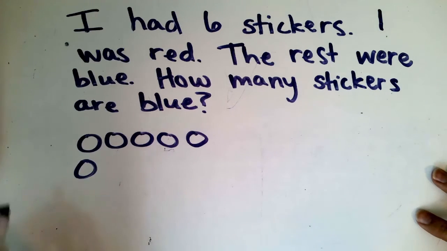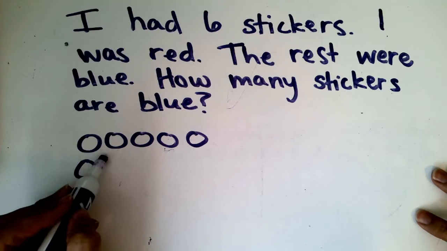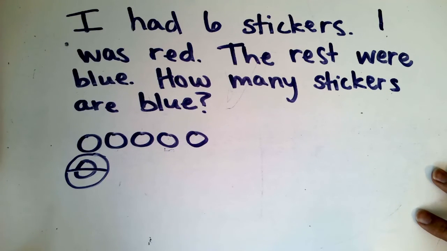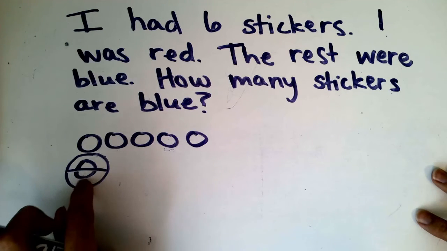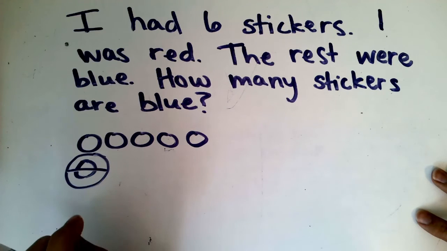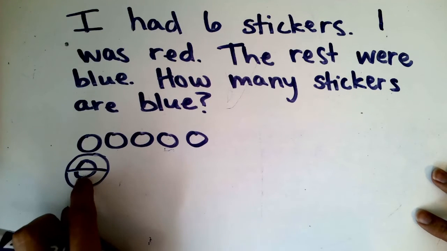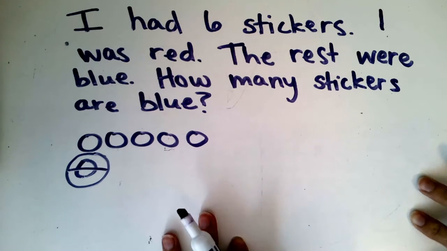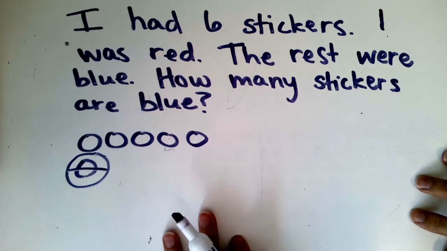Boys and girls, this is where we can either cross out or we can circle the one we know. Okay, look, I could do both even. This is the part I know. I know that one of them are red. I need to know the ones that are blue. Now that I've separated the one that's red, I can see how many are blue. How many do you see? 5 of them. 5 are blue. Now we're not finished.